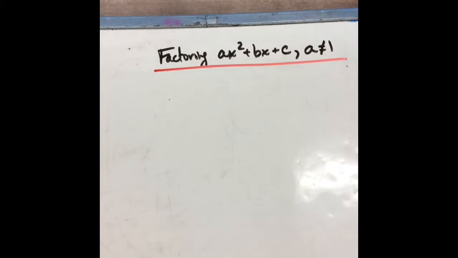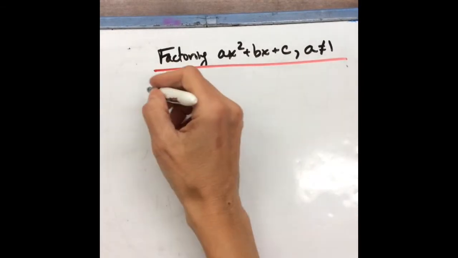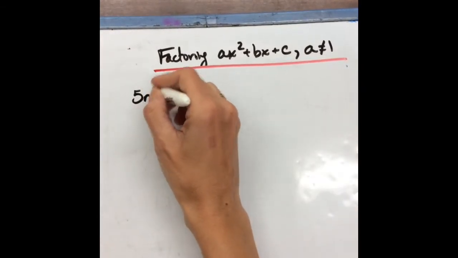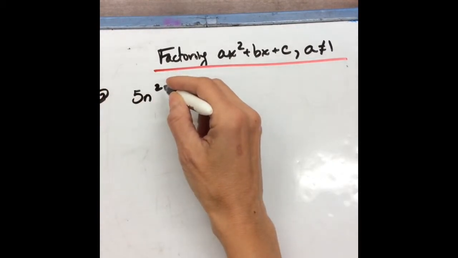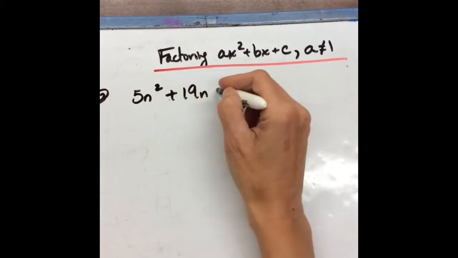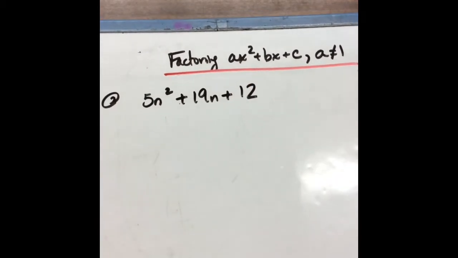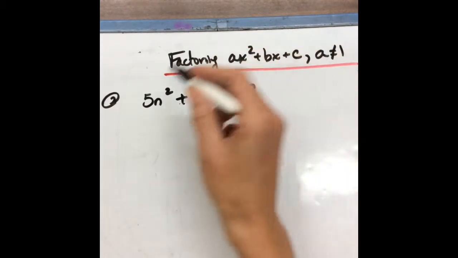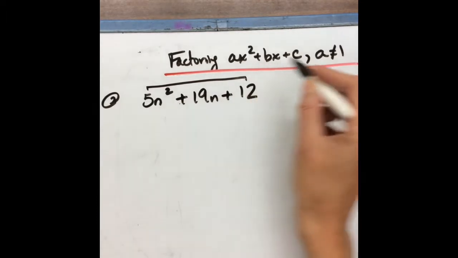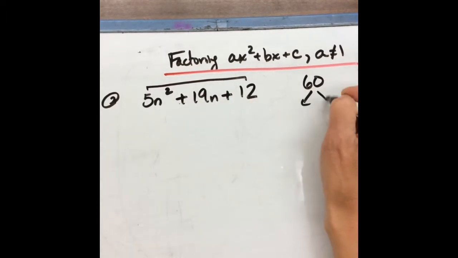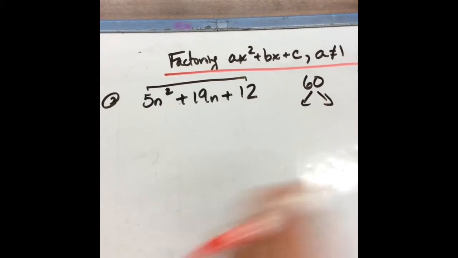Okay, so let's try this one. 5n squared plus 19n plus 12. So this one doesn't have an a value of 1. It's got a 5. And so we could try trial and error, but let's try decomposition. So the first thing we do is multiply these two, and that gives me 60. So I want to know what will give me 60 when I multiply and 19 when I add.